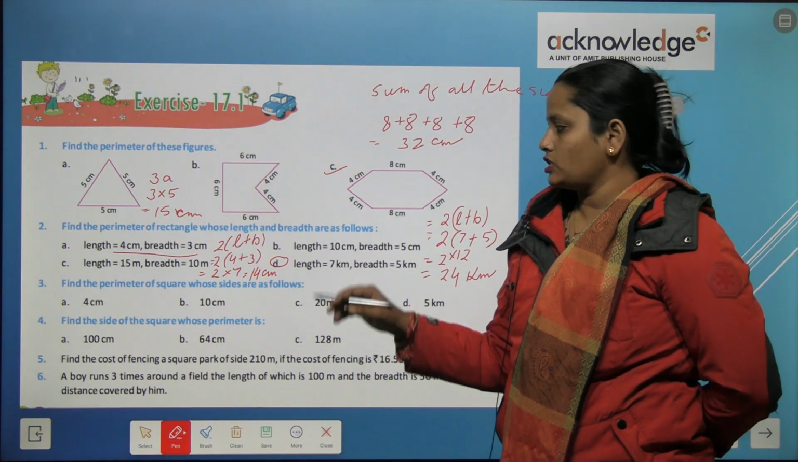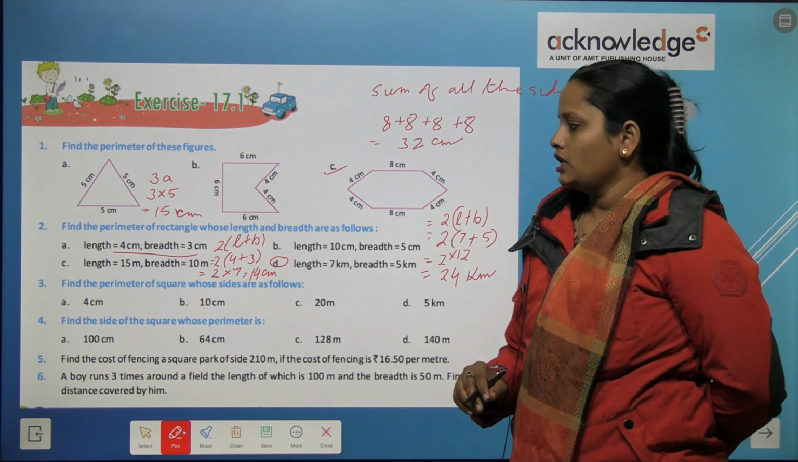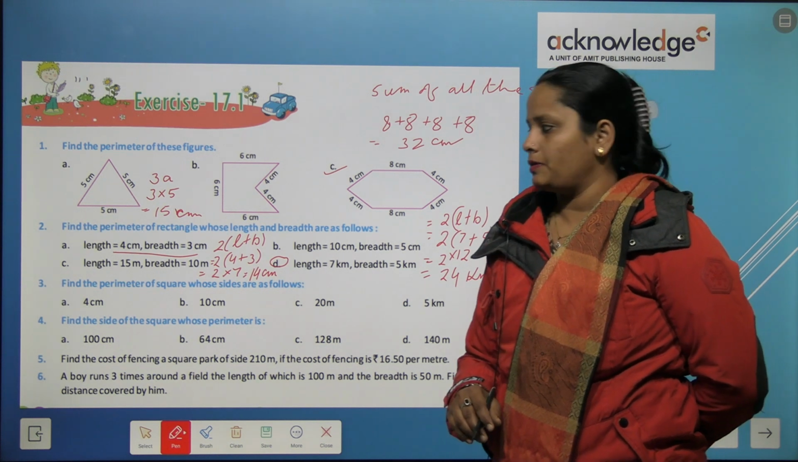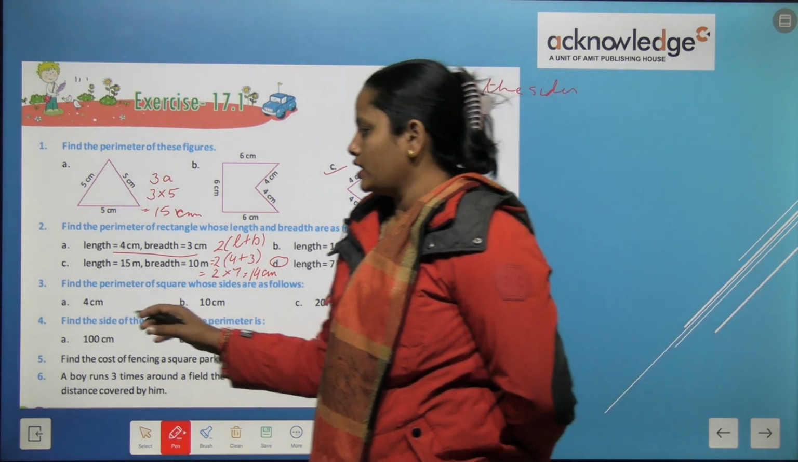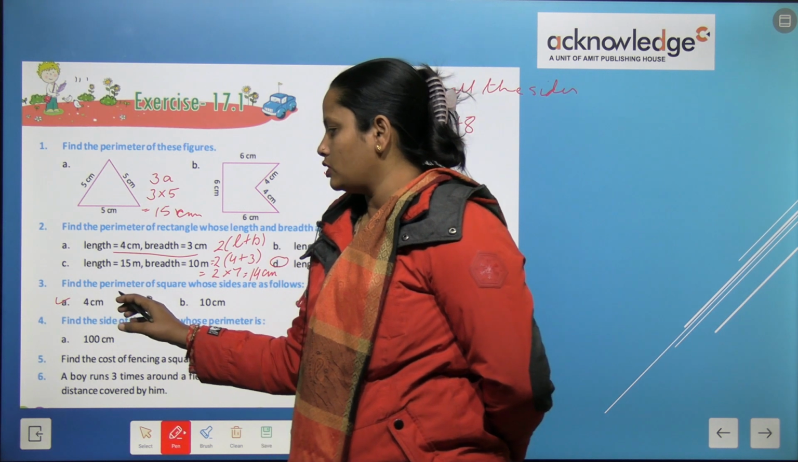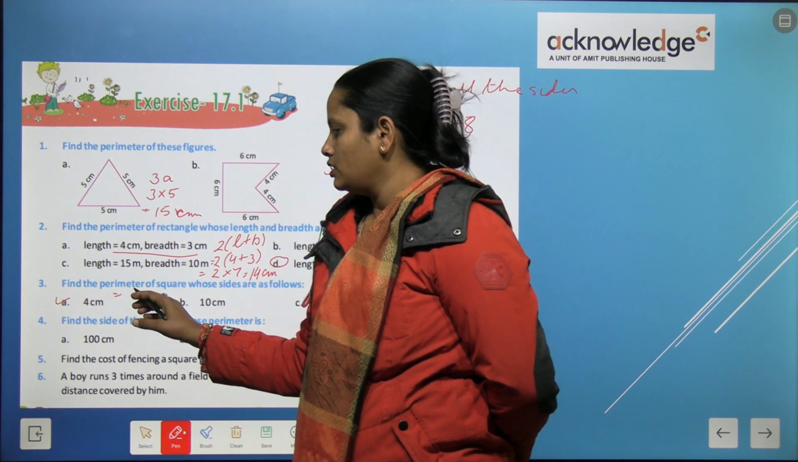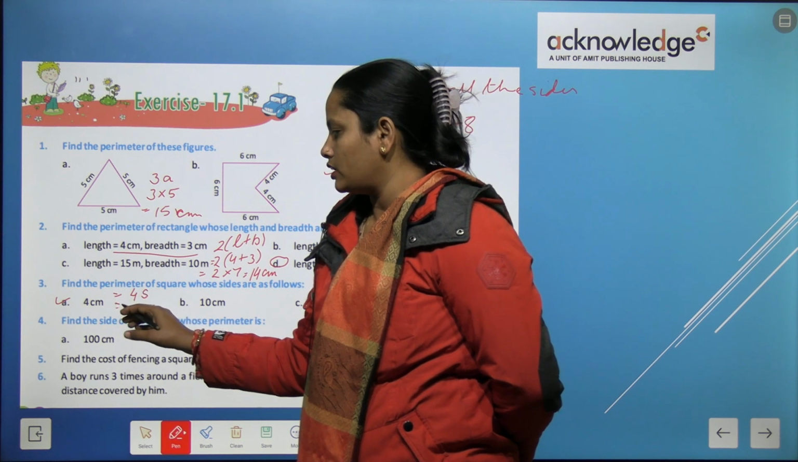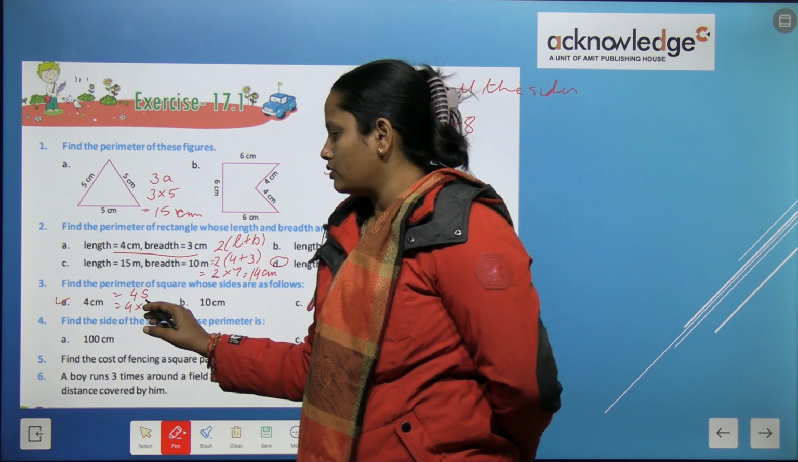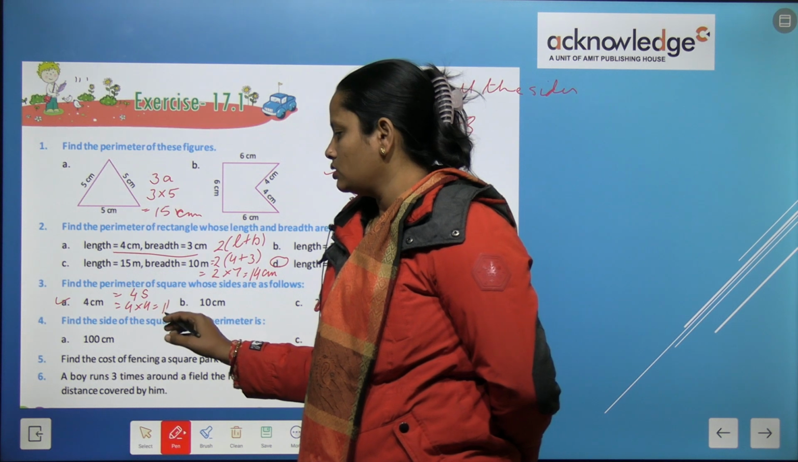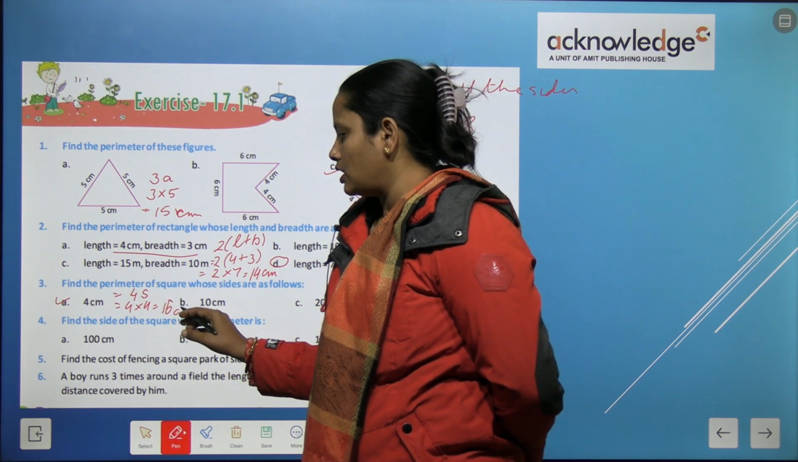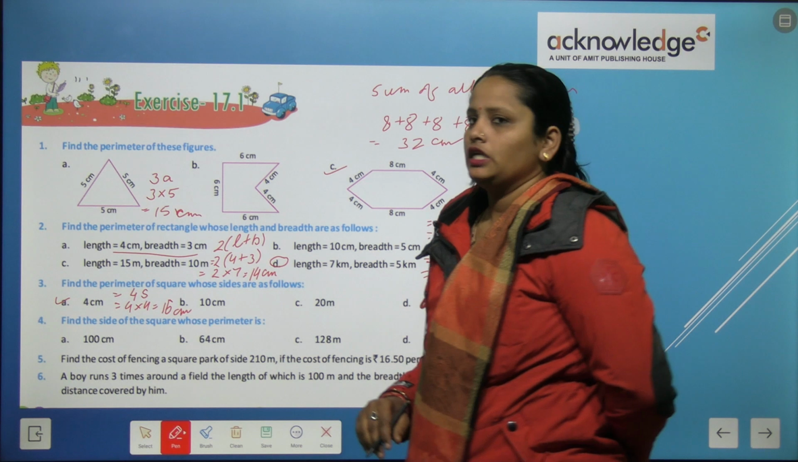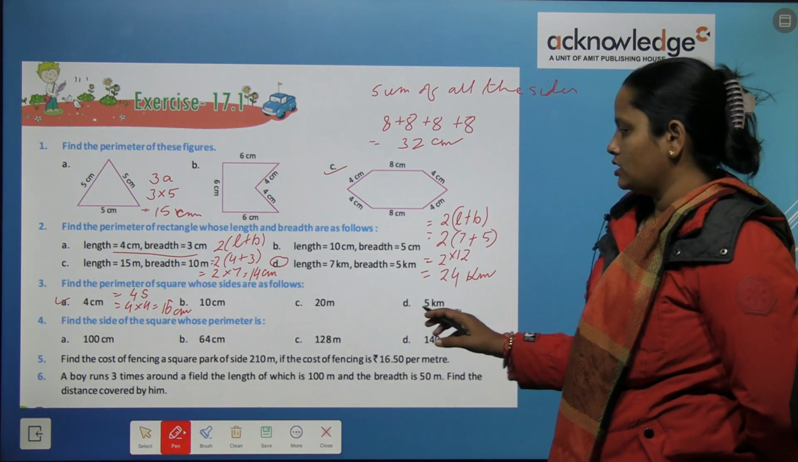Find the perimeter of the square whose sides are as follows. यहाँ पे एक square है जिसके आपको perimeter find out करनी है. So let's do this A part. Perimeter of square is 4S. 4 into side. So 4 multiply 4 is equal to 16 centimeter. Similarly, let's do this D part.